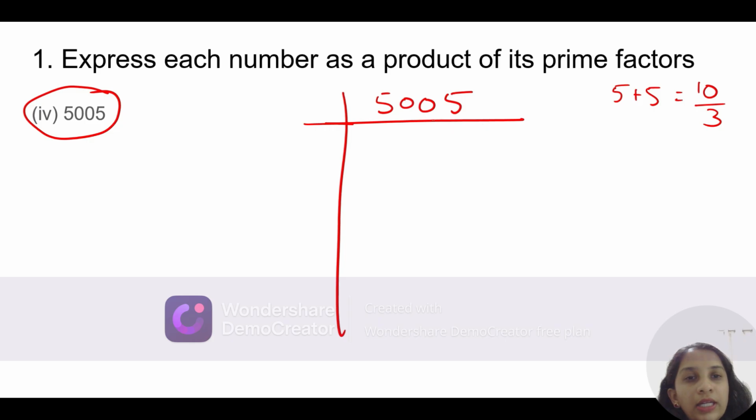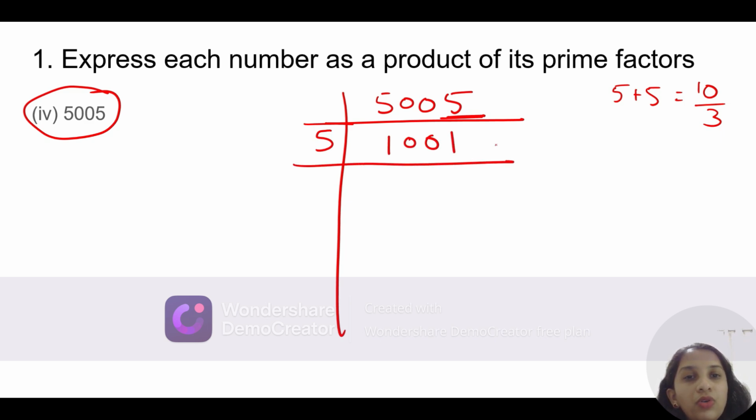So then can I take, what is the next prime number after 3? 5 is the next prime number. Can I take 5 to divide this? Yes, I can take because it is ending with 5. 5 ones are 5, 5 zeros are 0, 0, 5 ones are 5... 1001.